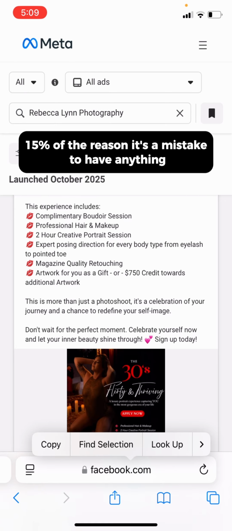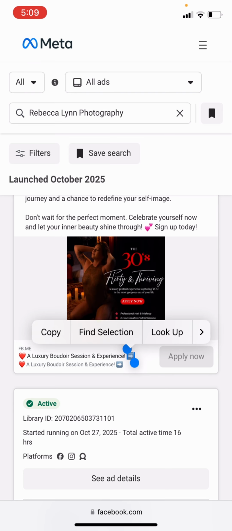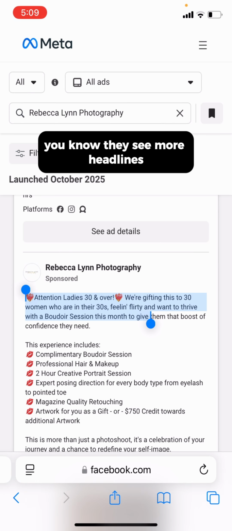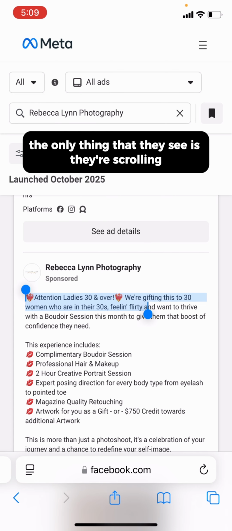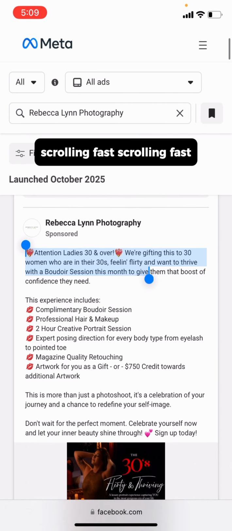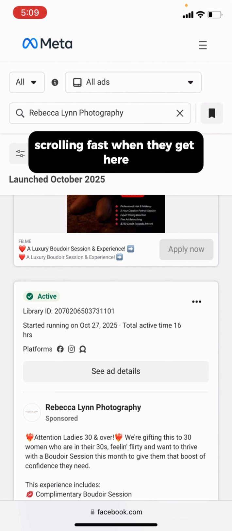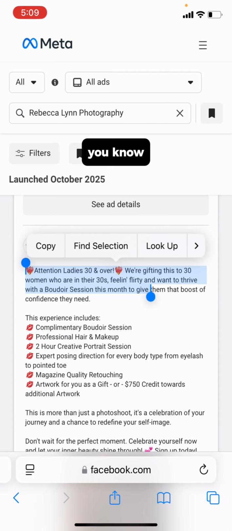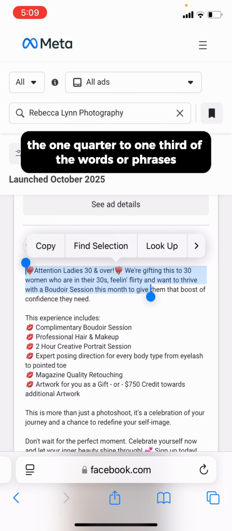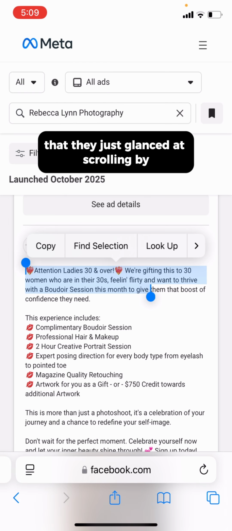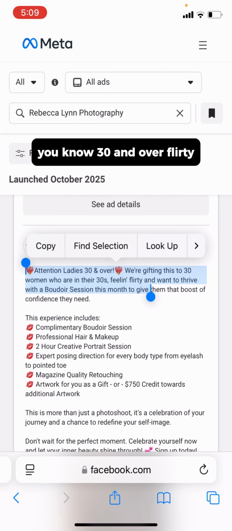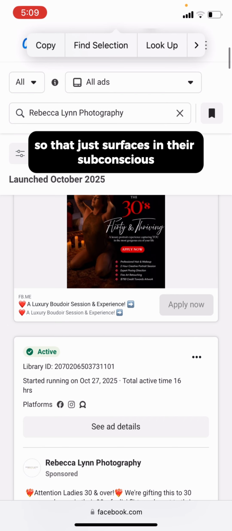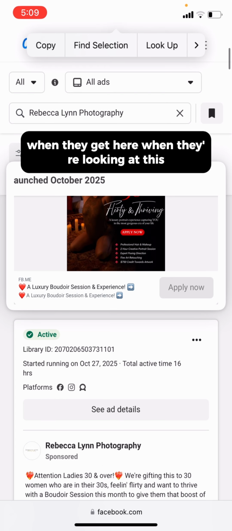Mistake number 2, 15% of the reason it's a mistake to have anything below the creative. When women are scrolling, they see more headlines, the only thing that they see as they're scrolling. So, scrolling fast. When they get here, their subconscious has finally processed and surfaced 1/4 to 1/3 of the important words or phrases that they just glanced at scrolling by. 30 and over, flirty, thrive. So that just surfaces in their subconscious when they get here, when they're looking at this.